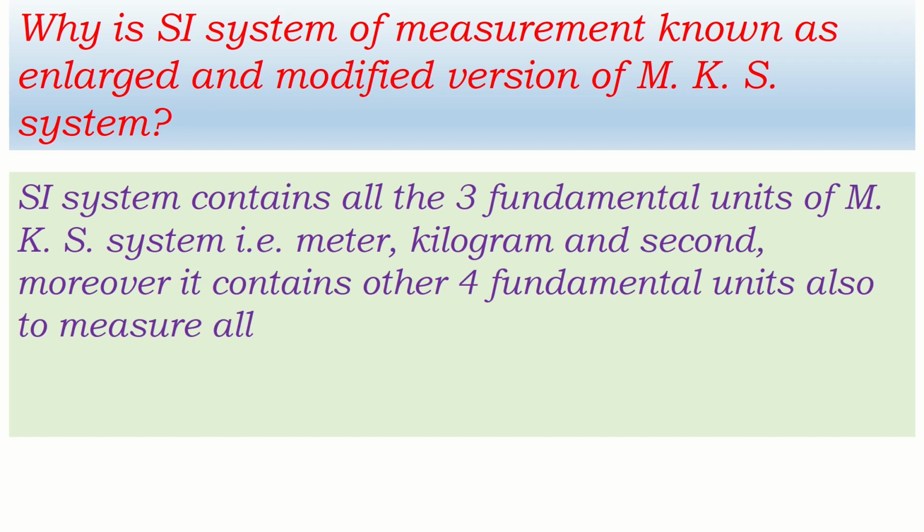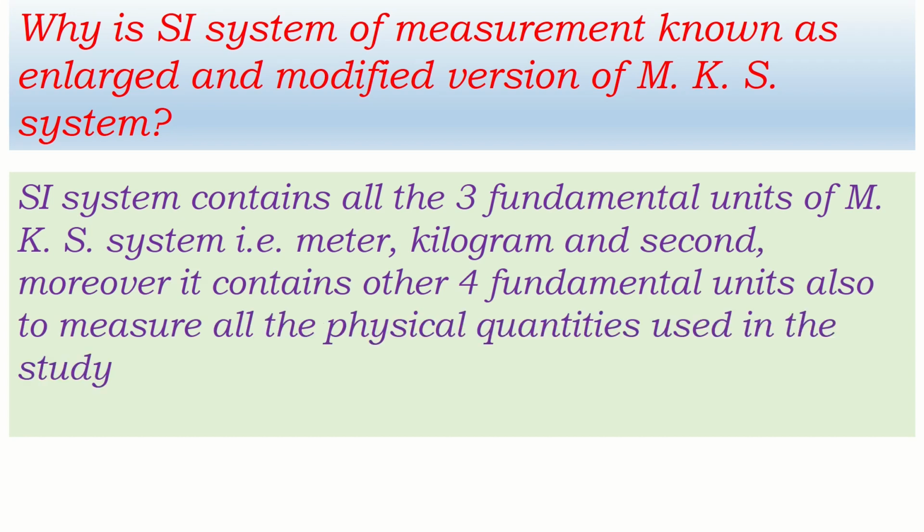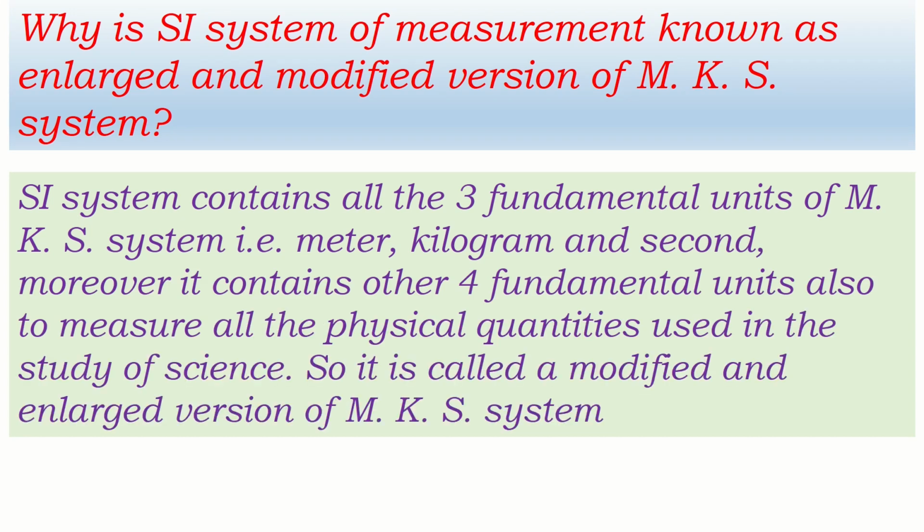Moreover, it contains 4 other fundamental units to measure all the physical quantities used in the study of science. So it is called a modified and enlarged version of the MKS system. Actually, 7 fundamental units are taken to measure all the physical quantities which are used in scientific measurement.